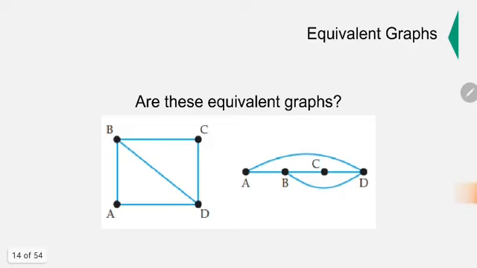Are these equivalent graphs? So B is connected with D and A and C. B is connected with A, D, and C. So let's check. C is connected with B and D. A is connected with D and B. Here is the connection between A and D, and then B, and finally B is connected to all of them. So let me arrange that. Let me erase the C. Yes, it's connected to all of them. So yes, those are equivalent graphs.